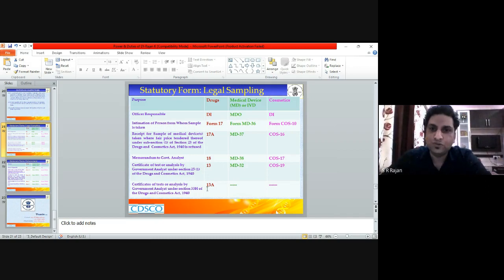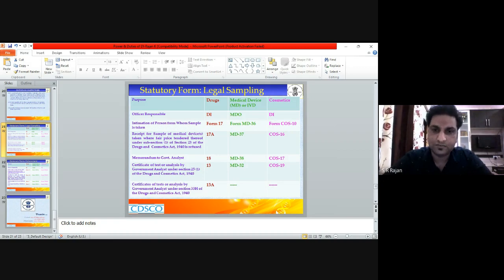Under the Medical Device Rules, the drug inspector or any officer may be appointed by the government as an MDO, a medical device officer, which is responsible for the regulation of medical devices and IVDs. There are various forms prescribed under these rules, which are helpful for the duties of drug inspectors or medical device officers.